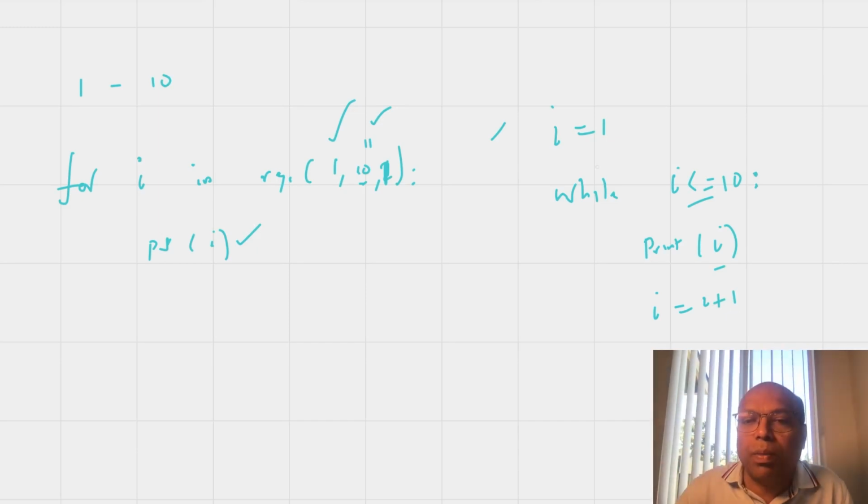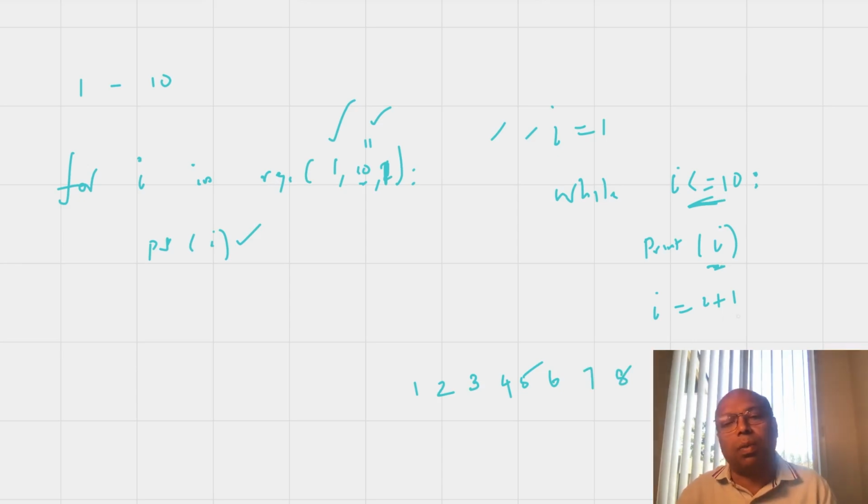So how does it work? i is 1. 1 is less than or equal to 10, print 1. i became 2. 2 is less than or equal to 10, print 2. 3 is less than or equal to 10, 4, 5, 6, 7, 8, true. I print 8. i equals i plus 1, it became 9. 9 is less than or equal to 10, true, I print 9. Then i became 10. 10 is less than or equal to 10, true, I print 10. i equals i plus 1, 10 plus 1 is 11. 11 is less than or equal to 10 is false. I come out of the loop.